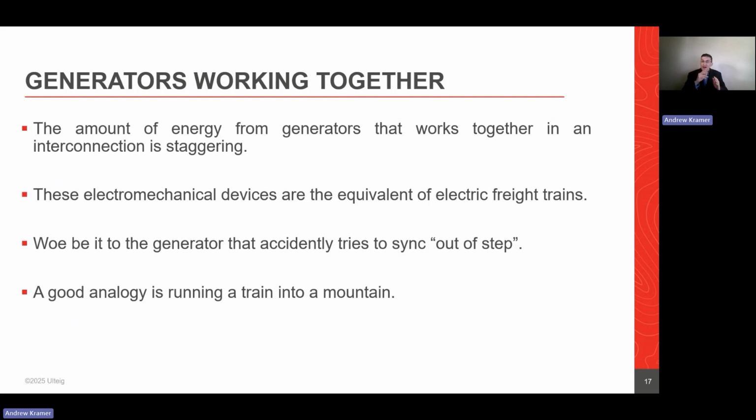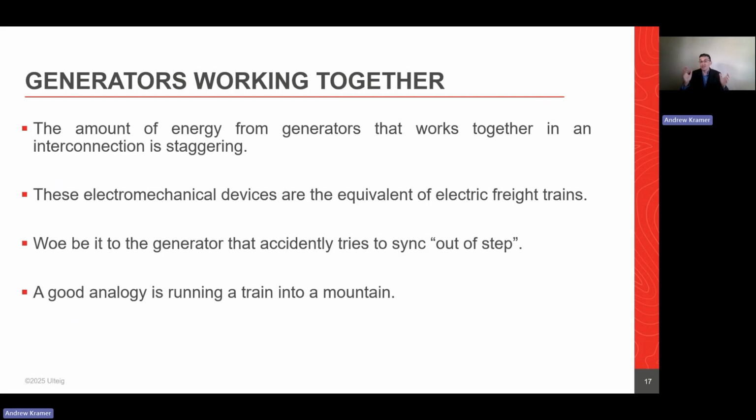Now, if you're out of phase by 180 degrees, again, that's the exact opposite of where you want to be in terms of the waveform. That's the equivalent of your generators stepping in front of a freight train. All the generators working together, a huge amount of energy associated with them. I've heard stories of, and I don't think they're, kind of old wives' tales, you might say, and legends passed down.